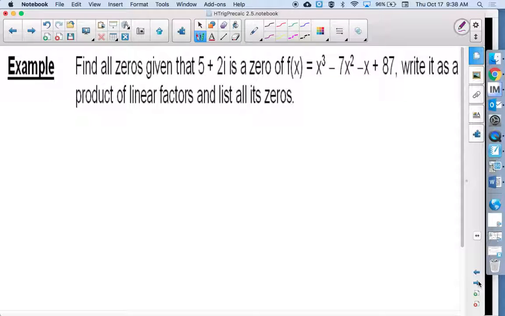So if I know that this is a 0, that means x is equal to 5 plus 2i. How many zeros should we have? So looking at the power, how many should we have in our answer? Okay? 3. So I should have 3. Without doing any work, without looking up anything in your calculator, you know a second 0. The 5 minus 2i. Because? Because if you have 1, then you have to have the conjugate.